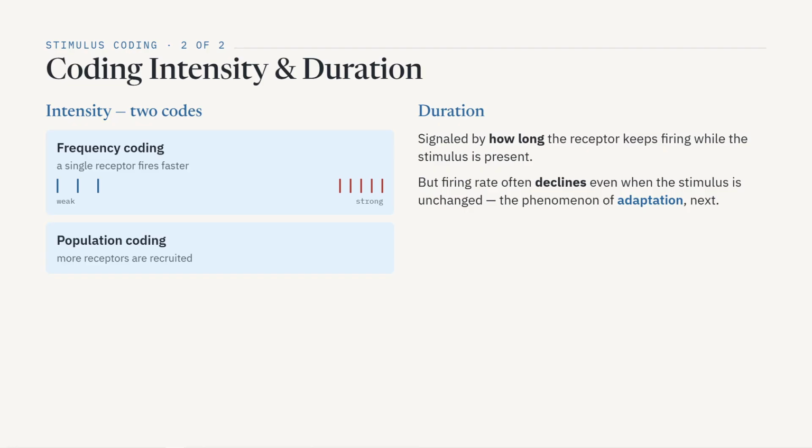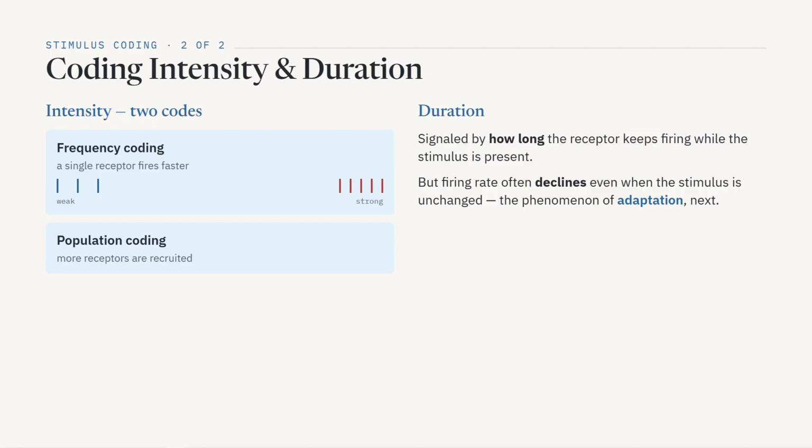The other two features are intensity and duration. Intensity uses two codes at once. The first is frequency coding, which we already met. A single receptor simply fires faster for a stronger stimulus. The second is population coding, or recruitment. A stronger stimulus also activates more receptors. Together, these let you distinguish a gentle touch from a hard press across an enormous range.